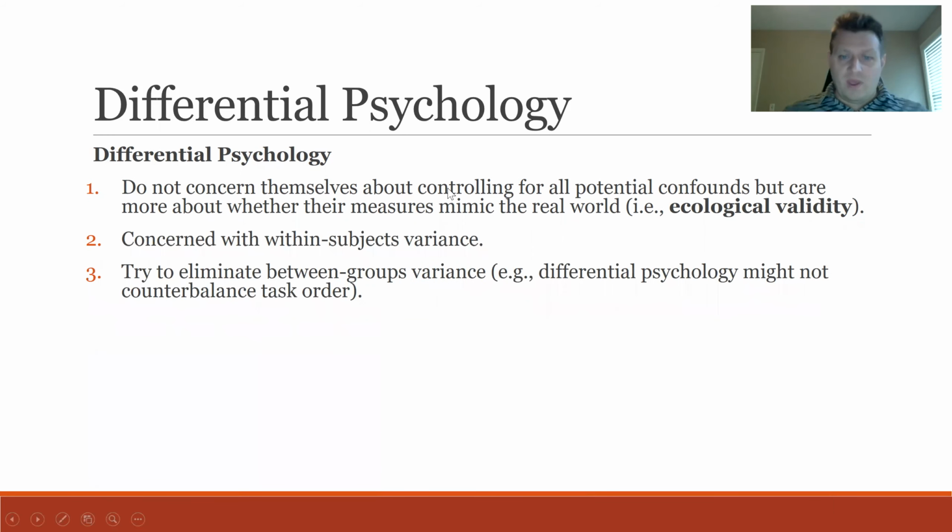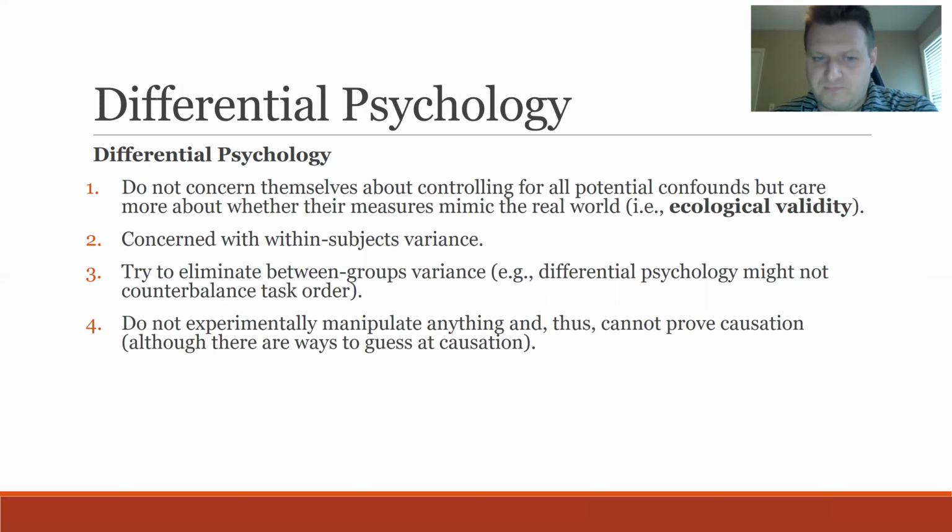Okay, where were we? Differential psychologists don't really care about between groups effects or between groups variance. They don't have an experimental group or a control group, and in fact, many times they completely do away with the experimental manipulation. So differential psychologists do not manipulate an independent variable. I cannot manipulate math ability and see if it has an effect on memory, or manipulate memory and see if it has an effect on math ability.